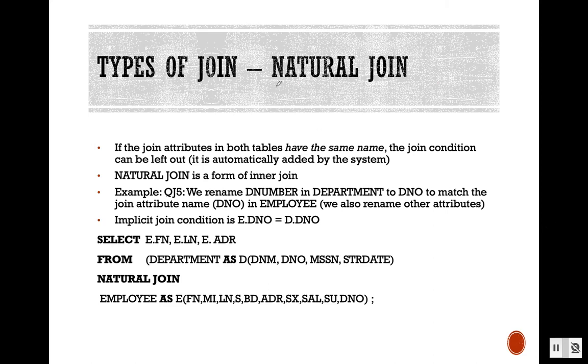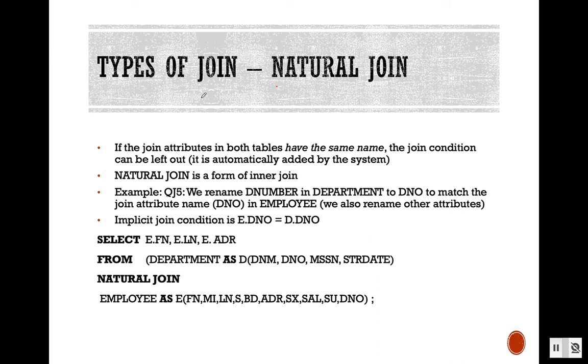The final join operation we will see is natural join. The natural join is going to work like this. If we have two tables, and the join attributes in both tables have the same name, then the join condition can be left out. In that case we can use natural join, and the natural join is going to work on the attributes that have the same name.